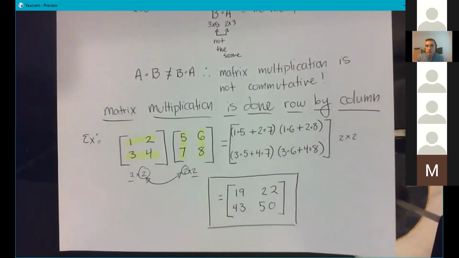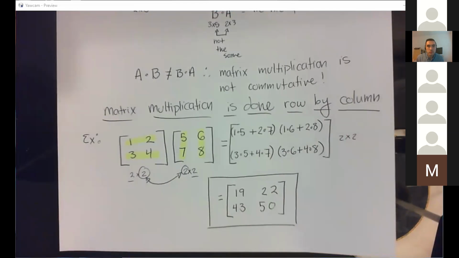Are there any questions on this example or what this technique is asking us to do? No, it's pretty good. Okay.